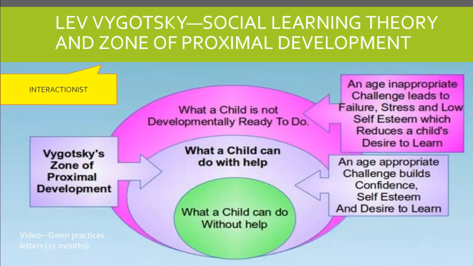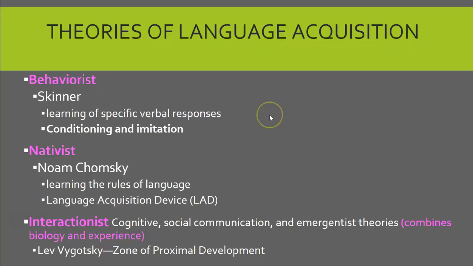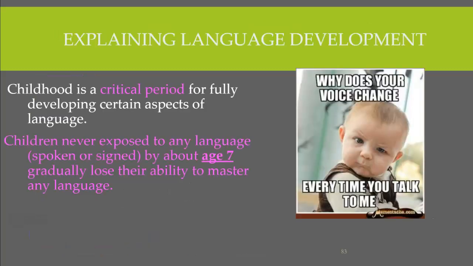So he has the social learning theory and the zone of proximal development, which is the idea that children are capable of doing some things without help. But just beyond that is the zone of proximal development, which is what they can do with some help. But if you push a child beyond what they're developmentally ready to do, it can cause stress, failure, low self-esteem, and affect their ability to learn in the future. So we have the behaviorist, the nativist, and the interactionist theory with Lev Vygotsky.